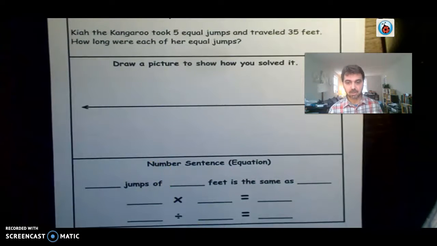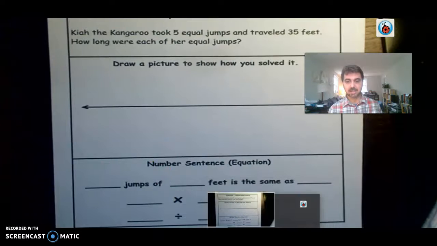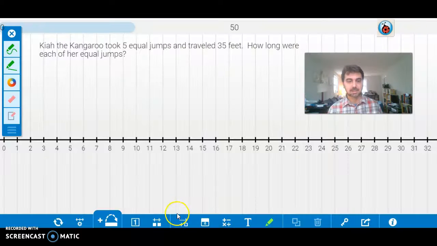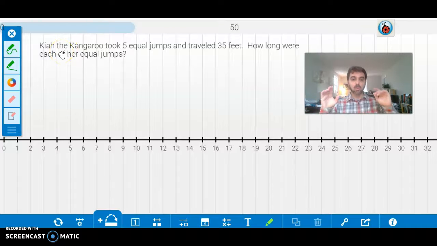I'm going to go back to my handy dandy super cool math app. So today, division is going to be different. We're going to know how many jumps there are, but we're not going to know how big the jumps are. So it's like the opposite of yesterday. Yesterday, we knew how long the jumps were, but we didn't know how many jumps. Today, we know how many jumps there are, but we don't know how long they are. So we have to figure that out.